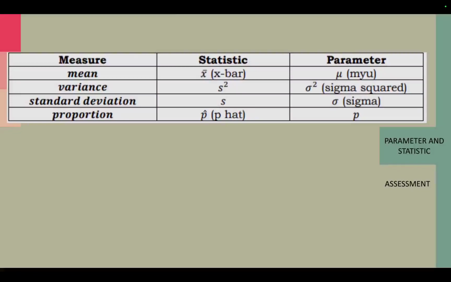When it comes to the symbols, this will become clear to you. When you see the X bar, that's the sample mean. The S squared is the sample variance. The S is the sample standard deviation. The P hat is the sample proportion. All the alphanumeric symbols come from the sample. When you see Greek letters like mu, sigma squared, sigma, and phi, that's parametric.